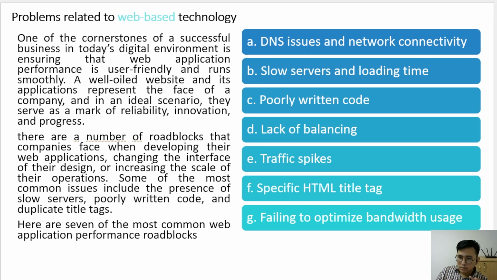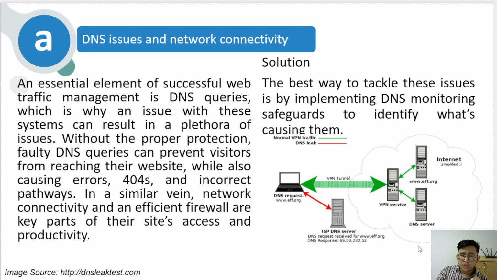So I will give you some examples, actually 7 examples of the most common web application performance roadblocks. The first one is DNS issues and networking connectivity. The second one is slow server and loading time. We also have the problem of poorly written code, lack of balancing, traffic spikes, specific HTML title tag, and even failing to optimize the bandwidth usage. So let's first discuss what we call DNS issues, or the problem with network connectivity.